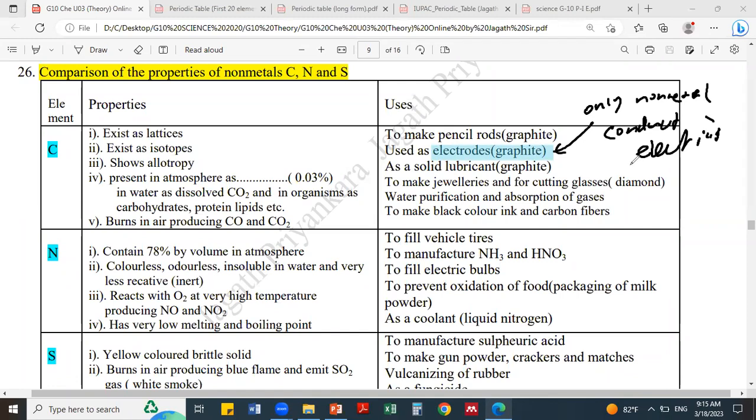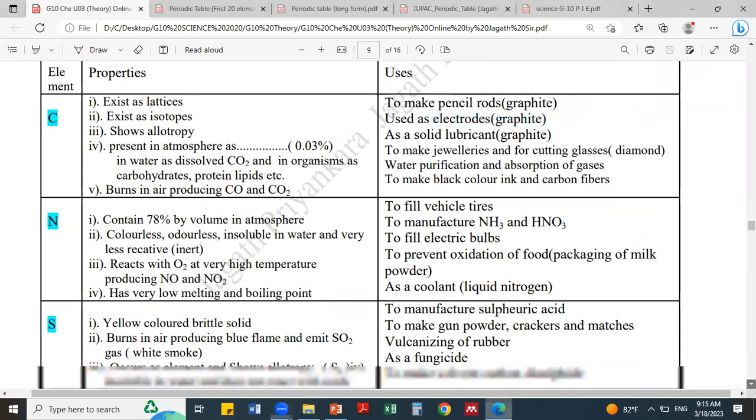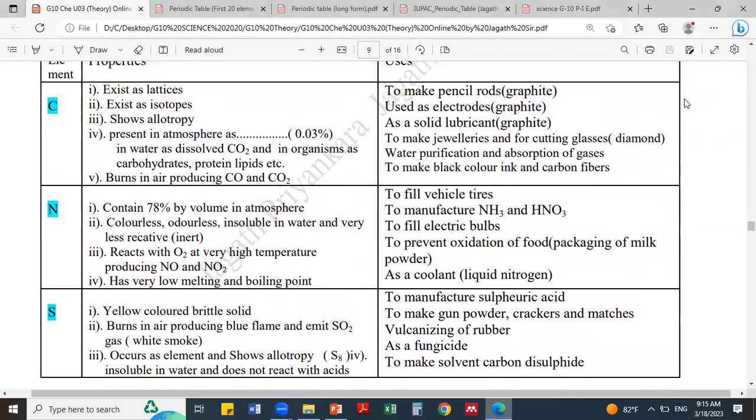The only nonmetal that conducts electricity is graphite. Now let's see the next one, nitrogen. Actually, carbon is everywhere. Carbon is present in the atmosphere as CO2. Carbon is present in the earth's crust as graphite and diamond. Carbon is artificially also organized as fullerene and carbon nanotubes. Carbon is available in our body.